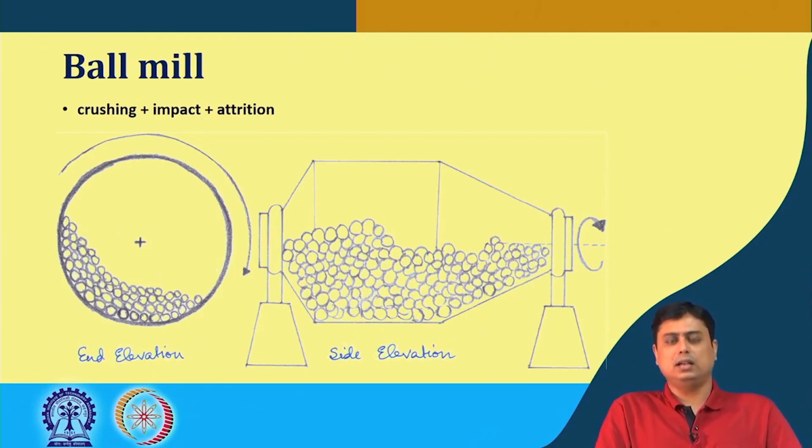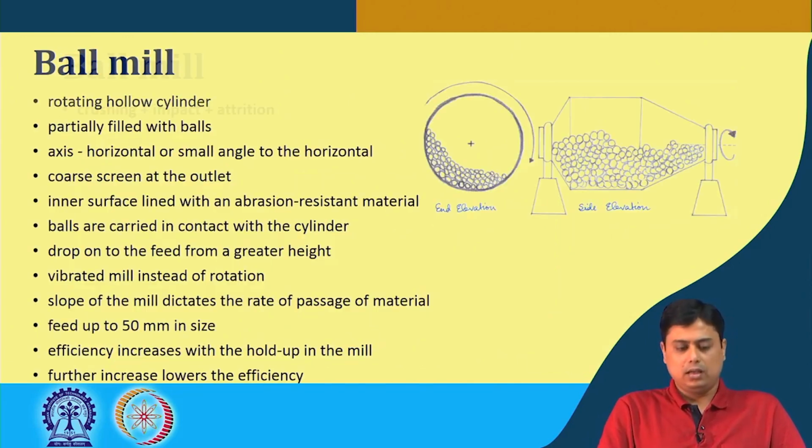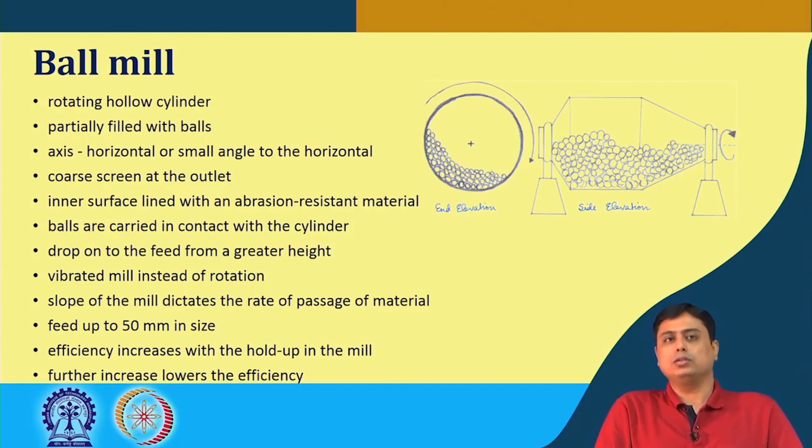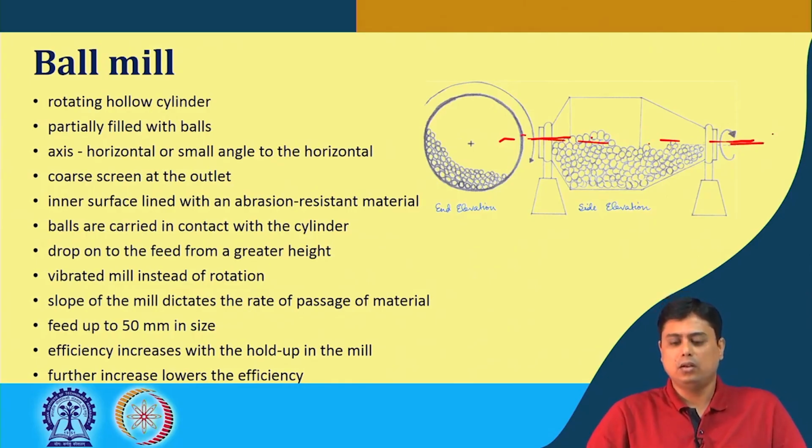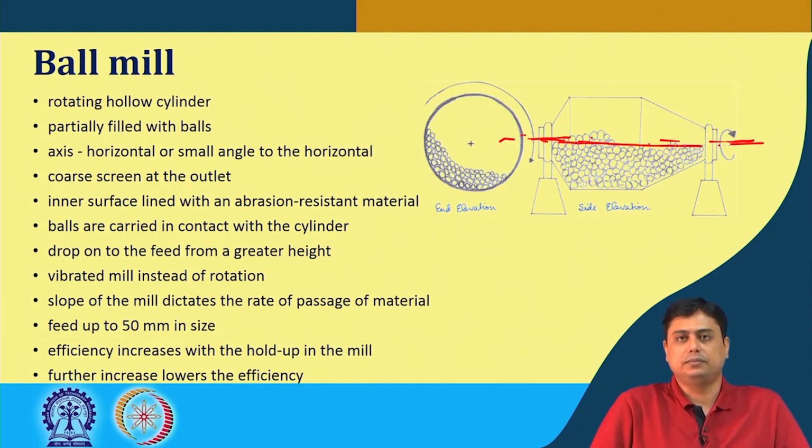We had seen in the last class an introduction: what is a ball mill and how it is operated. So, this ball mill typically consists of a rotating hollow cylinder that is partially filled with balls, and its axis is horizontal, or it can sometimes have some angle to the horizontal. The reason we will see. So, that means this is our horizontal plane. It can be perfectly horizontal to this line, or it can have a certain gradient.